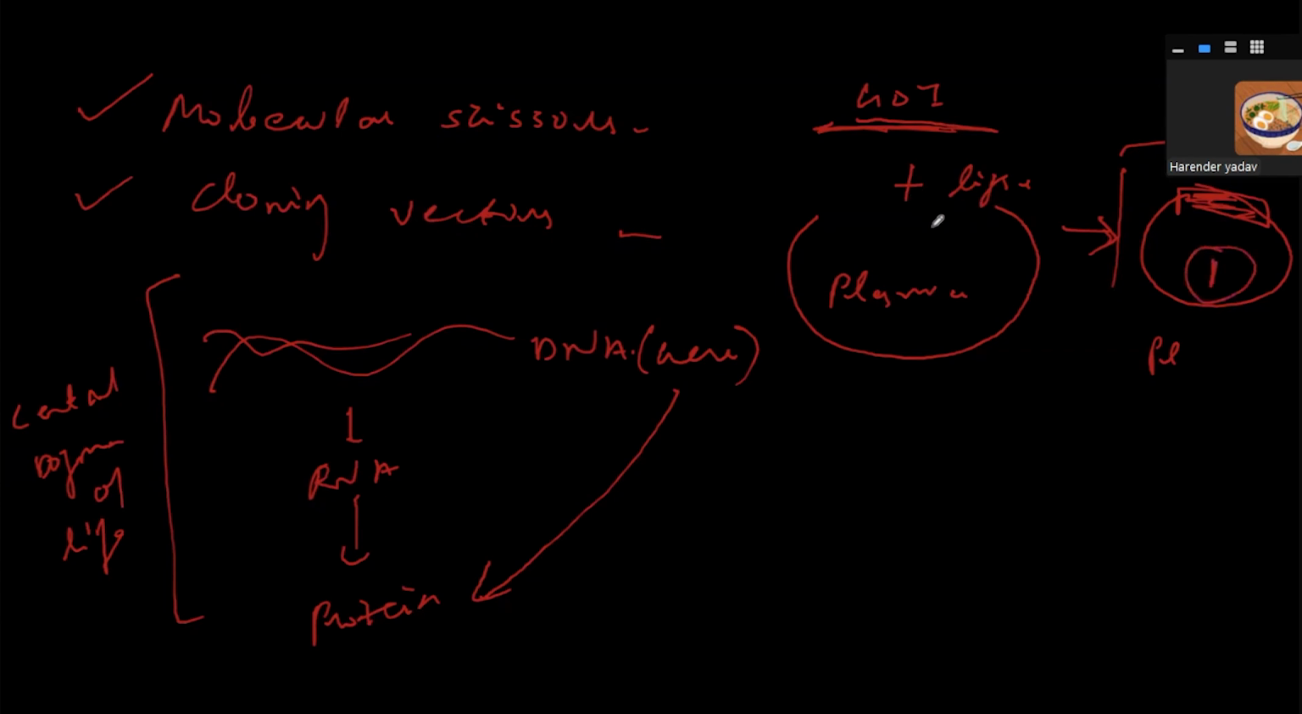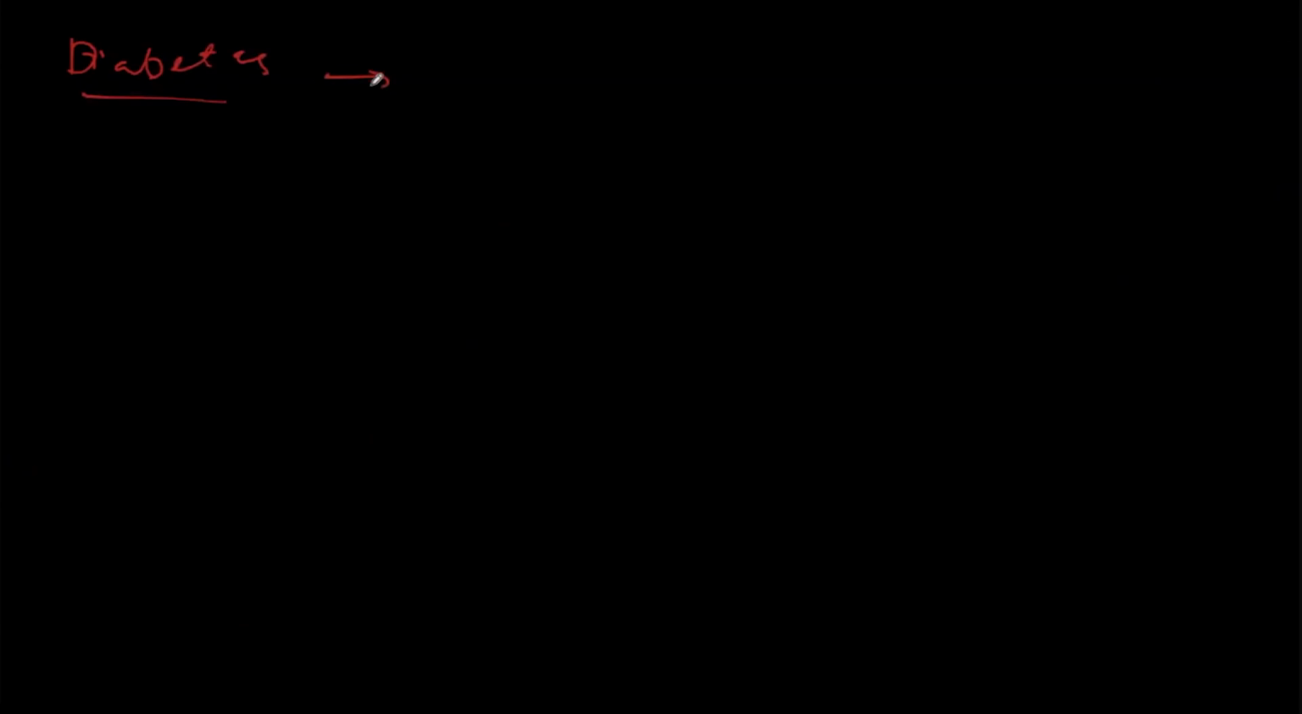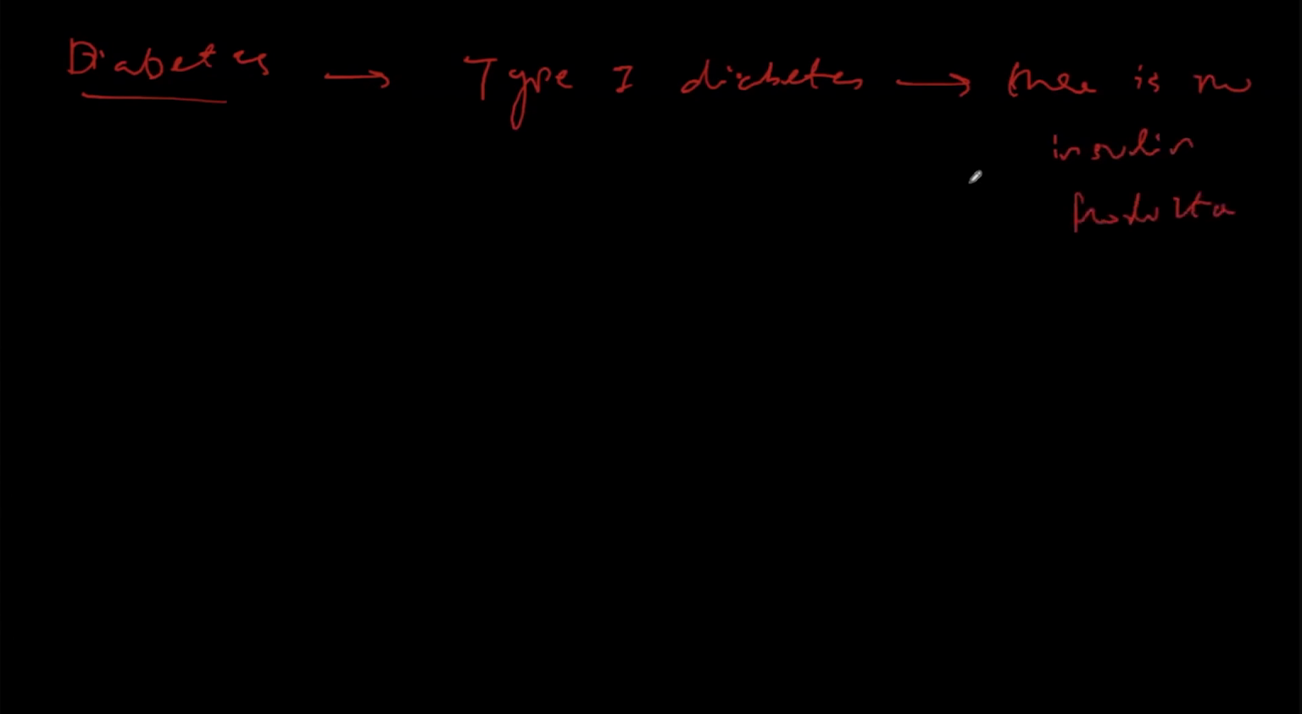But you want to mass produce this gene. Let me give you a practical example. Diabetes is one of the leading causes of death worldwide, and one of the most common types is type 1 diabetes, wherein there is no insulin production in the body, because it has affected the pancreas. We won't go that deep, but we understand that diabetes is one of the leading causes of death.